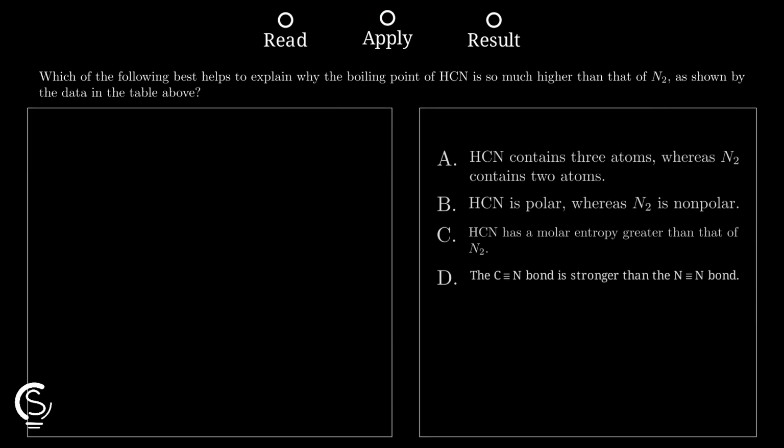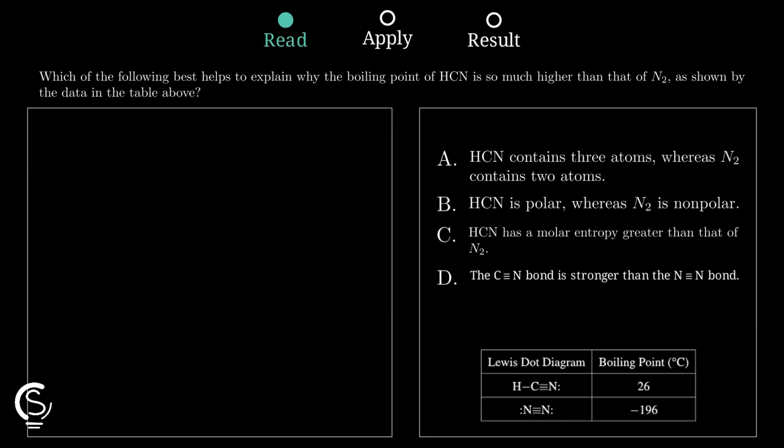The boiling point of a substance depends on how strongly its molecules attract each other, because stronger intermolecular forces make molecules harder to separate, so more energy is needed to boil.